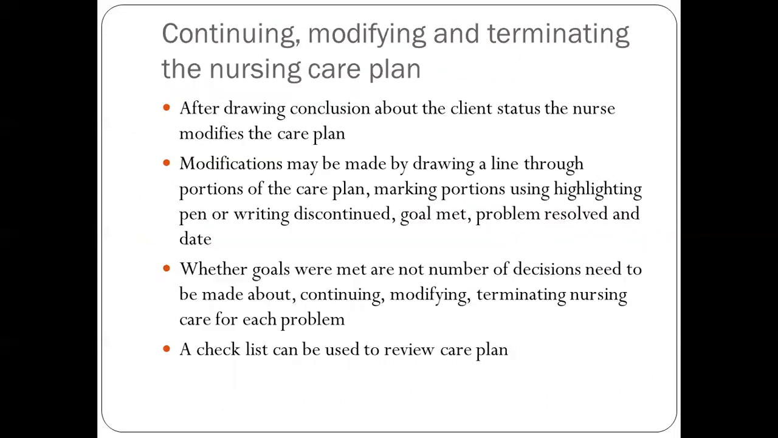Last one is continuing, modifying and terminating the plan. If the client has achieved the goal, you want to terminate the plan. If the client has not met the goal, you have to continue the plan, and if you require some modification, because some goals have been met but some goals are still there to achieve, for that you can modify the nursing care plan. So these are the 5 steps in the evaluation process.